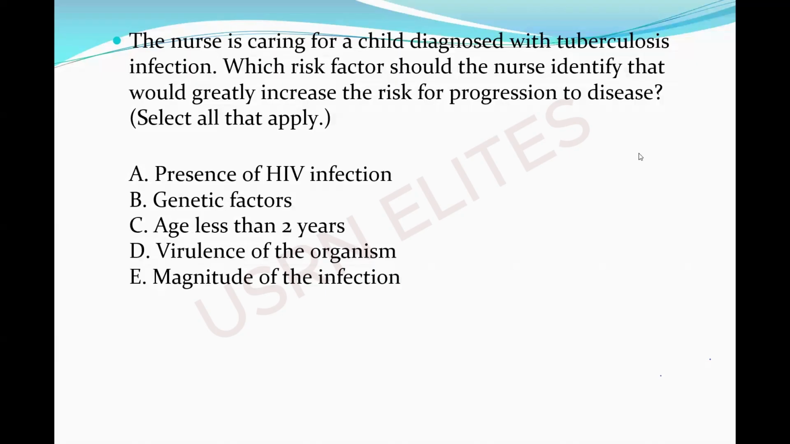The nurse is caring for a child diagnosed with tuberculosis infection. Which risk factors should the nurse identify that would greatly increase the risk for progression to disease? Select all that apply. A. Presence of HIV infection. B. Genetic factors. Let's do this together. Is the first one part of the answer?